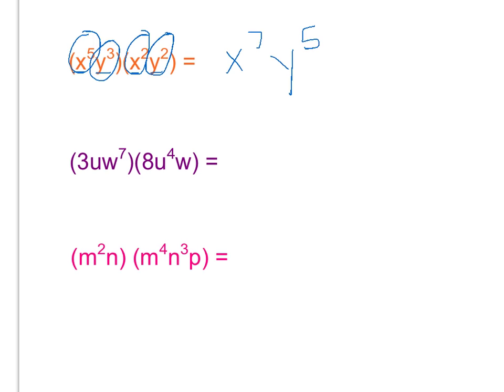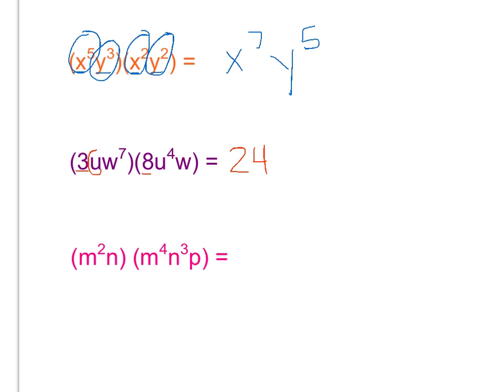When I look at the next one, I first have 2 coefficients that I need to work with. So I have a 3 and an 8, and we're multiplying, so we're just going to take 3 times 8, because that's the operation that we're doing. I just multiply the coefficients. So I get 24.